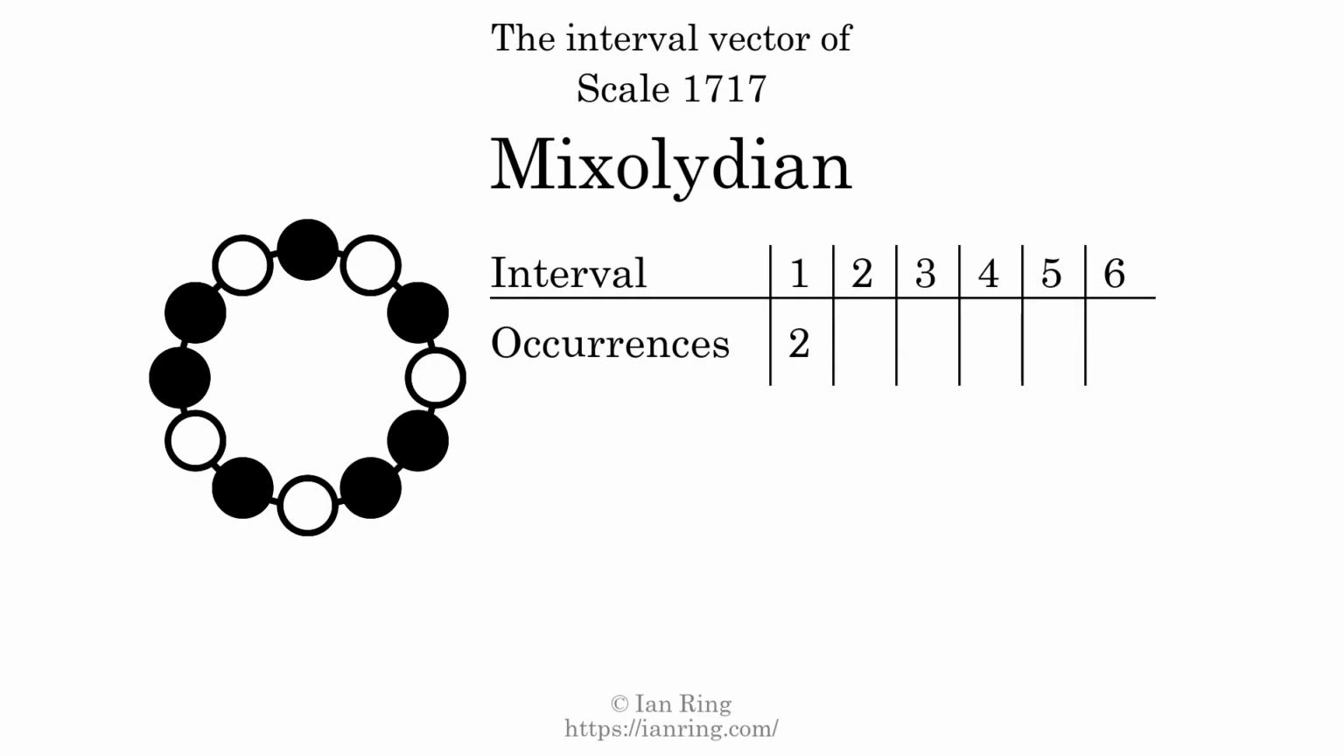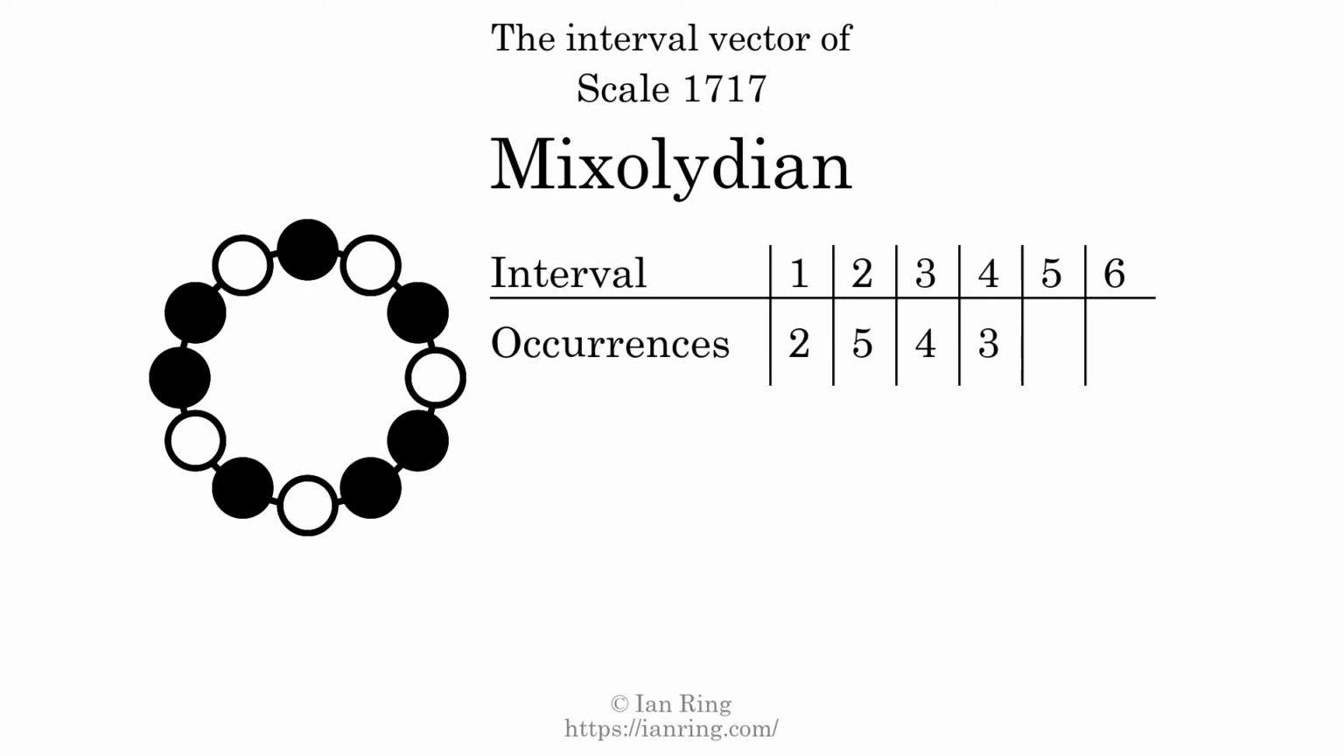There are 2 intervals with the size of 1 semitone. They are here and here. There are 5 intervals with the size of 2 semitones. They are here, here, here, here, and here. There are 4 intervals with the size of 3 semitones. They are here, here, here, and here.